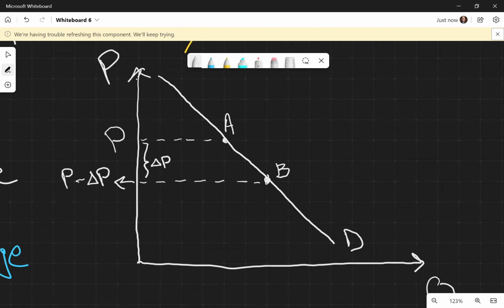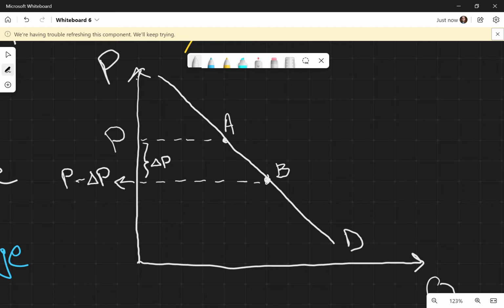Everybody following me so far with our graphical interpretation? It's going to get a little confusing in a second, so I'm just making sure we're all on the same page here. Got price. The distance between the two is the change in the price. So therefore, the point that is below is P minus whatever the change in the price is. Cool? Awesome.